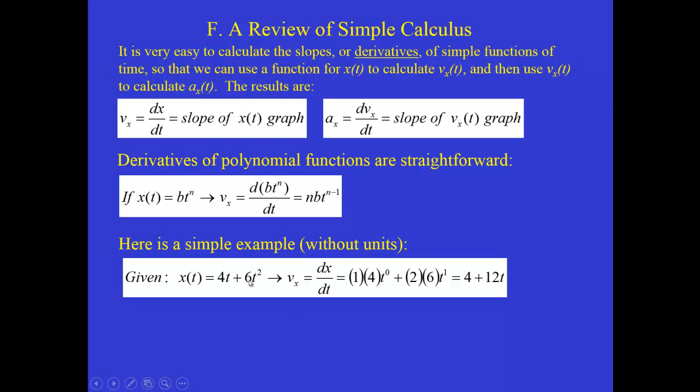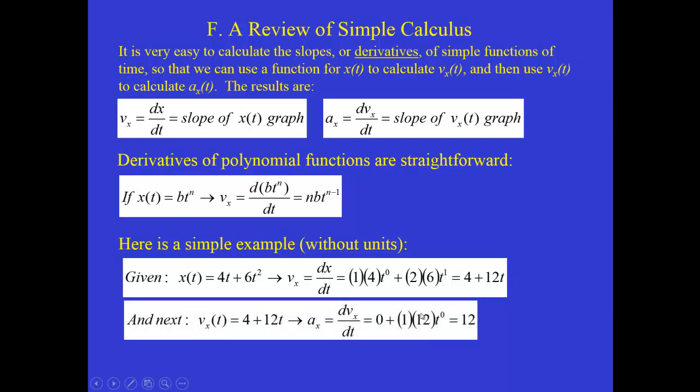The second term, 6t squared, well, the 2 comes down in front, multiplied by the 6 times t to the first power, which is 1 smaller than it started. And so the first term, 1 times 4 times t to the 0, just gives us 4. Remember, t to the 0 is the same as 1. The second term gives us 2 times 6 times t to the first, or just 12t. So we started with the given function for position as a function of time, and now we've calculated velocity as a function of time, and we can go one step further.